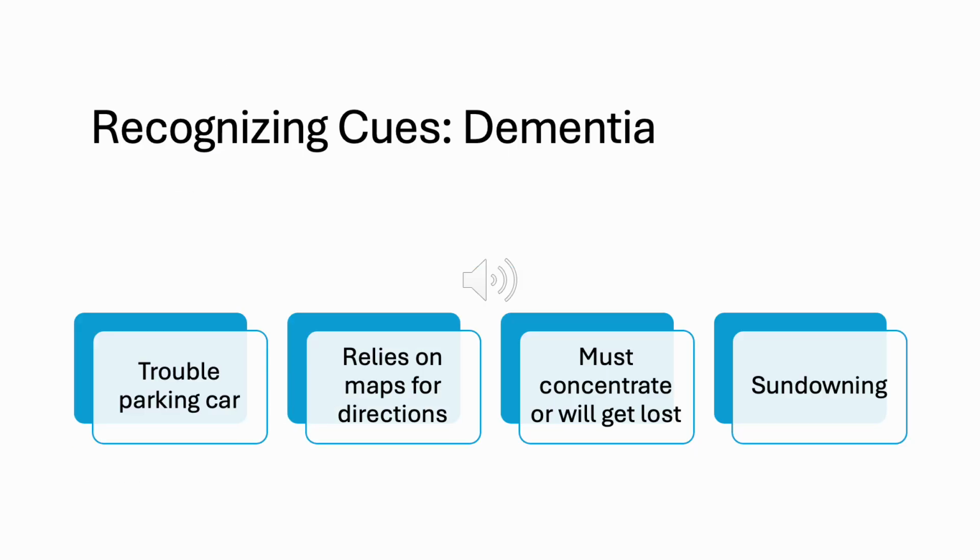People with dementia may start having difficulties with motor and perceptual issues. For example, you may notice that they are less precise when they're parking their car, so they have difficulty parking their car. They need a map or directions to get anywhere, and they must concentrate when they're driving or walking, or they'll get lost. And they are also prone to sundowning, meaning they get confused at dusk.